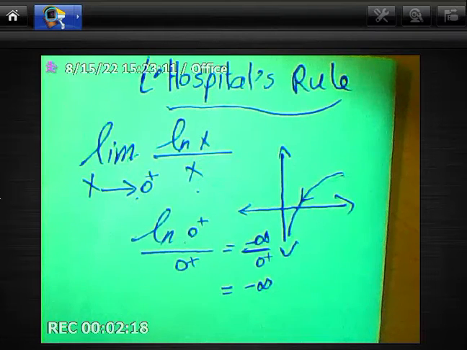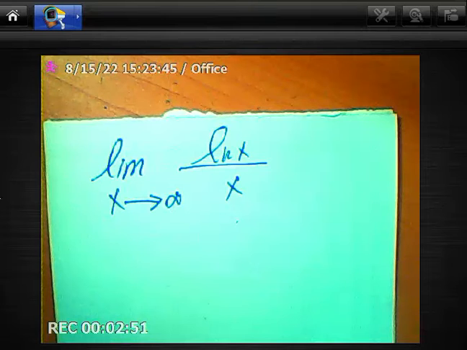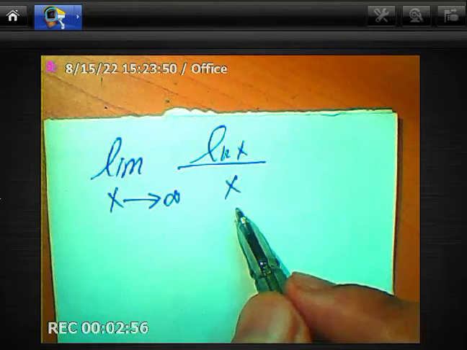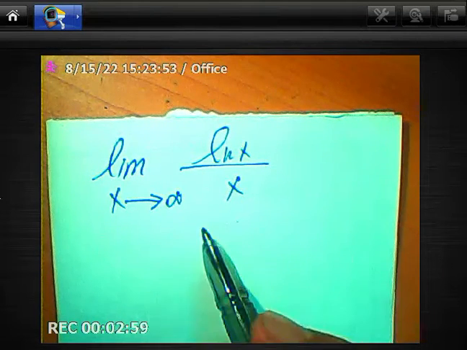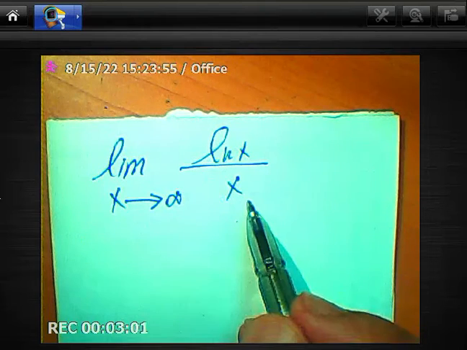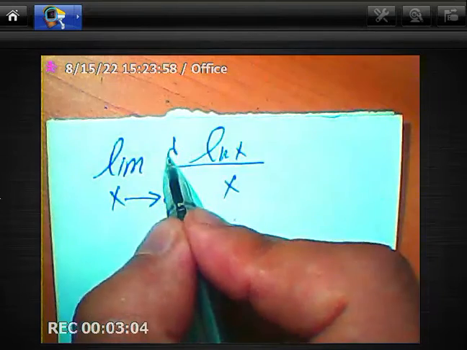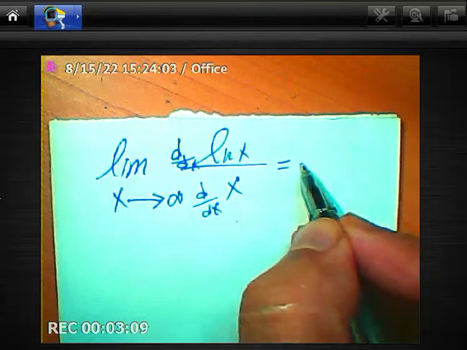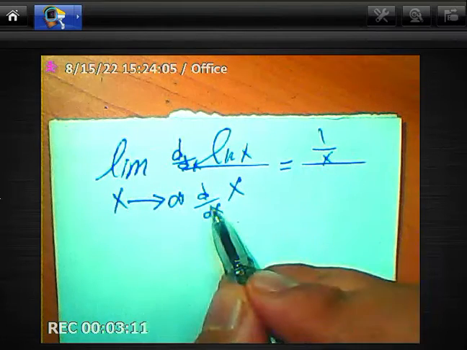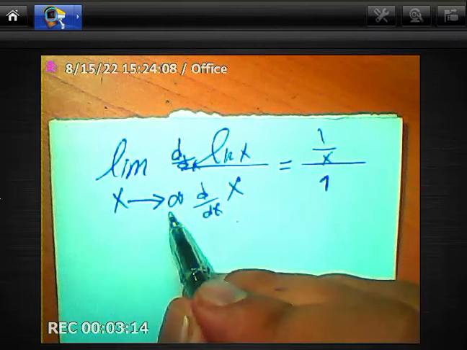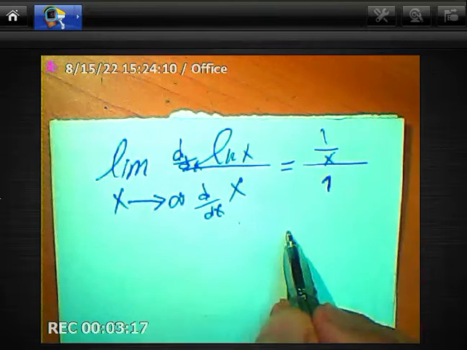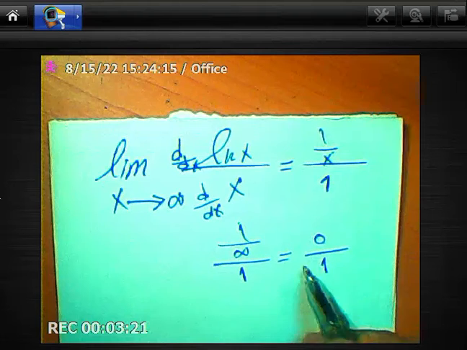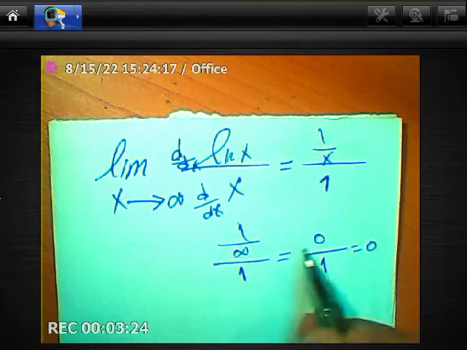And what about the other limit? In this example, we find the limit as x approaches infinity of ln x over x. The result will be infinity over infinity. To find the derivative of the numerator and denominator, the derivative of ln x is 1 over x, and the derivative of x is 1. So the result will be 1 over x over 1, and as x approaches infinity, we can write 1 over infinity over 1. The result will be 0 over 1 equals 0. 1 over infinity equals 0.